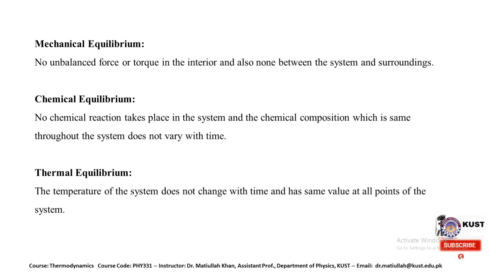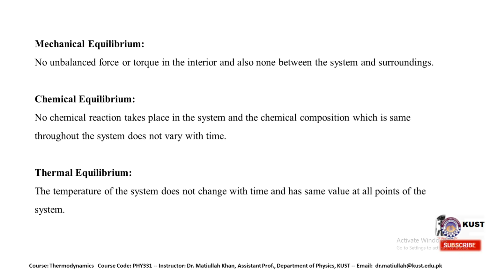If the system is not exchanging particles with its surrounding, say for example you consider a gas cylinder which is open, there is no piston on the gas, and the gas is present in the vessel. This means it can mechanically interact with the surrounding. The gas particles can come and go out. So this is a type of mechanical interaction. If we consider that there is no exchange of particles between the system and the surrounding, then we say that the system is in mechanical equilibrium.